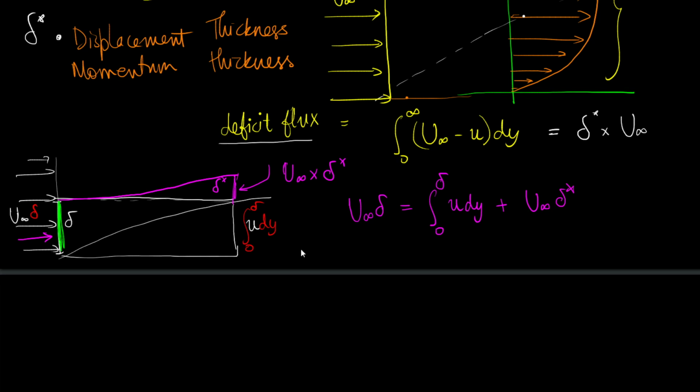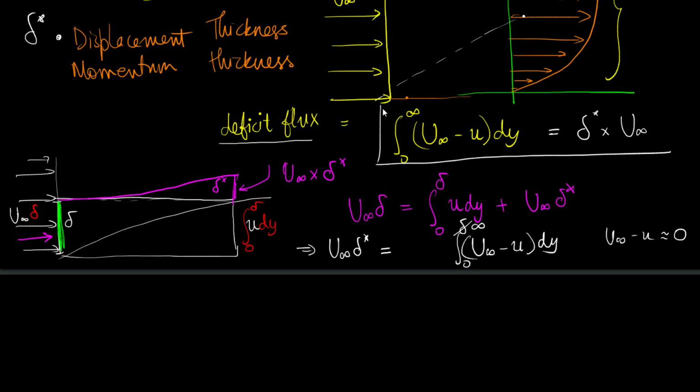And this implies u infinity times delta star is equal to integral u infinity minus u dy going from 0 to delta, and we know that beyond the boundary layer u infinity minus u will go to 0. Hence this delta can be replaced by infinity. Hence we obtain the rigorous definition of the displacement thickness.